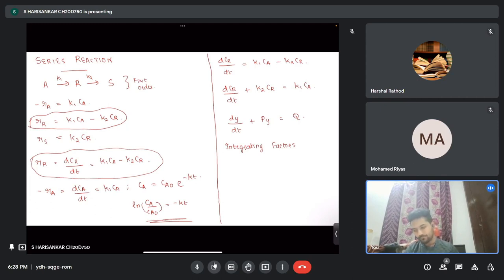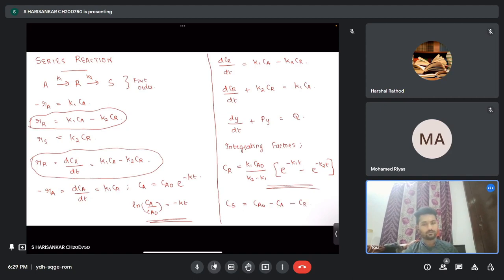So basically, if you integrate this, I'll just write the general expressions here. We can find an expression for CR as K1 CA0 by (K2 minus K1), whole into (e raised to minus K1T minus e raised to minus K2T), right? And we can write an equation for CS as well. So CS is basically nothing but CA0 minus CA minus CR.